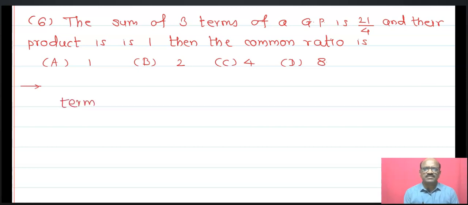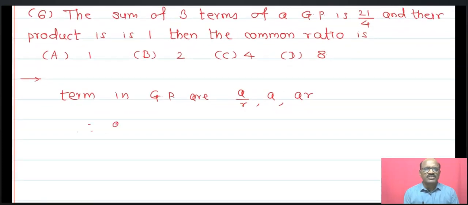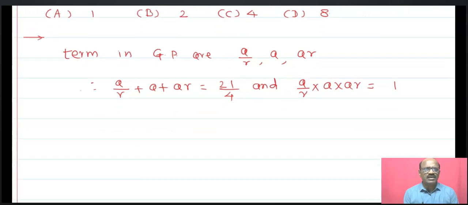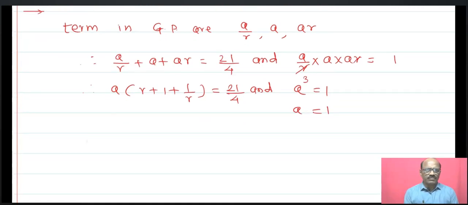We'll find out this. The terms in GP are A upon R, A, AR. Now the first condition is A upon R plus A plus AR is equal to 21 upon 4, and their product A upon R into A into AR is equal to 1. If you take A as common, then you will get in bracket R plus 1 upon R, and that is equal to 21 upon 4.